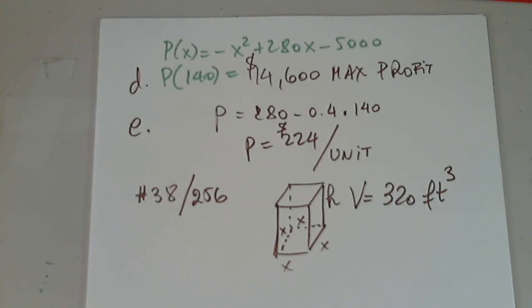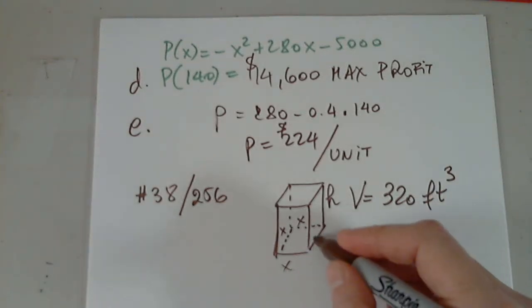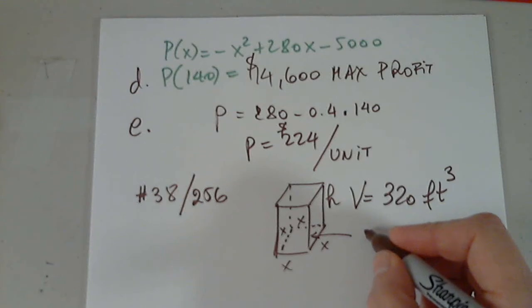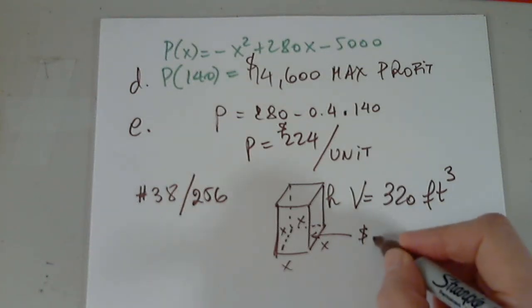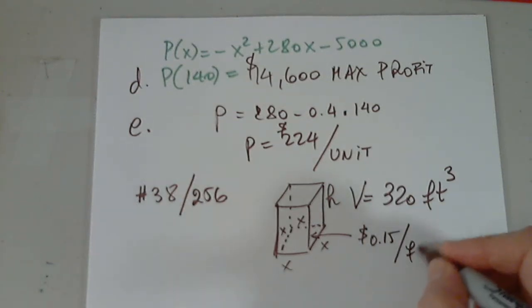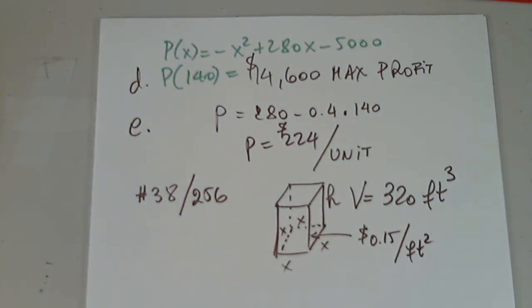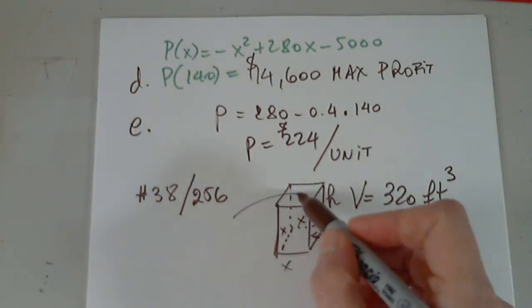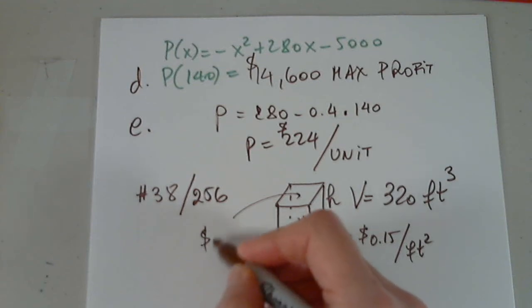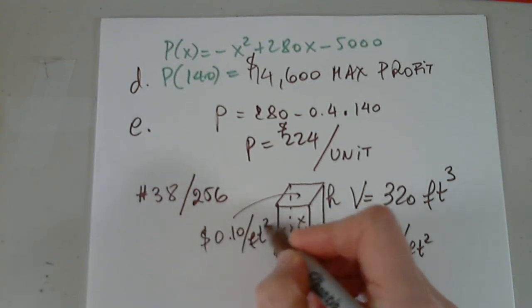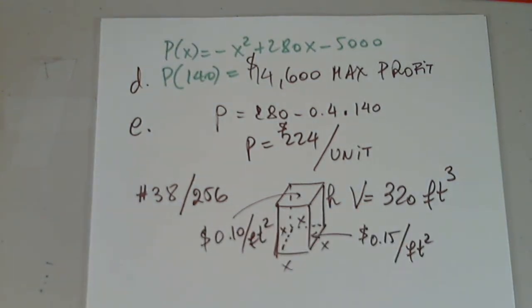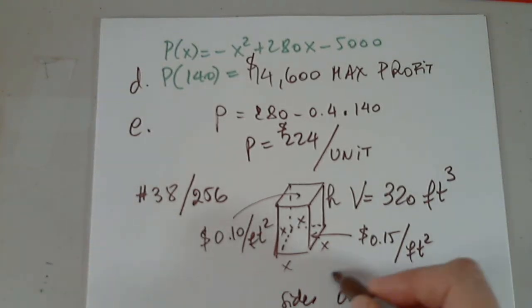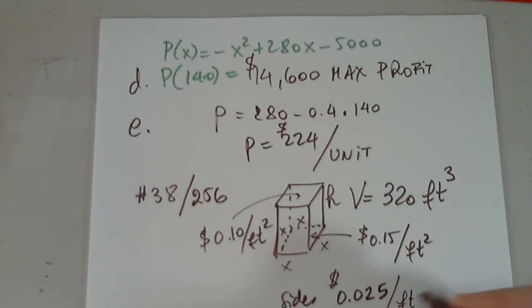The cost per square foot for the bottom is 15 cents. Okay. For the top is 10 cents per square foot. And for the sides, it's 2.5 cents per square foot.